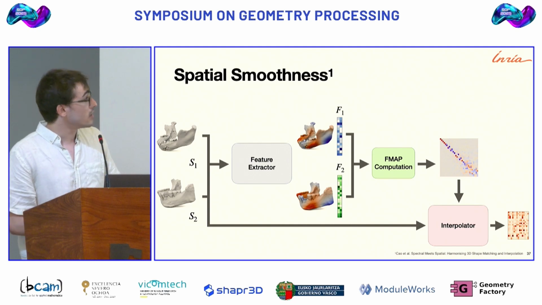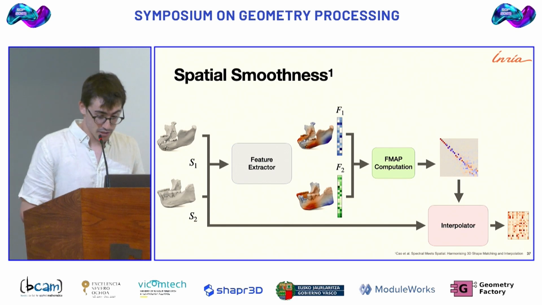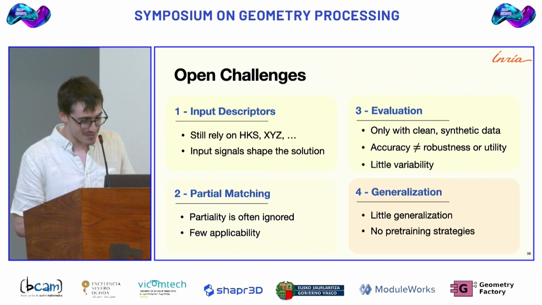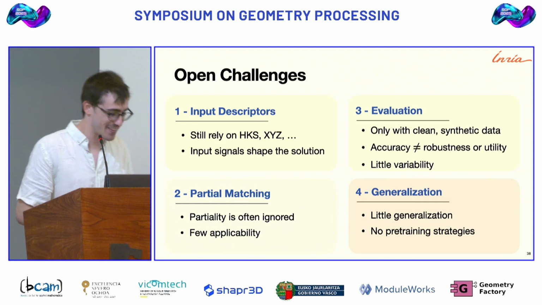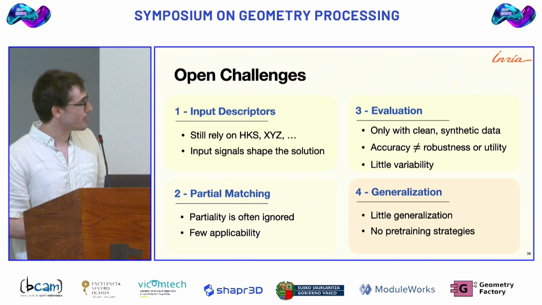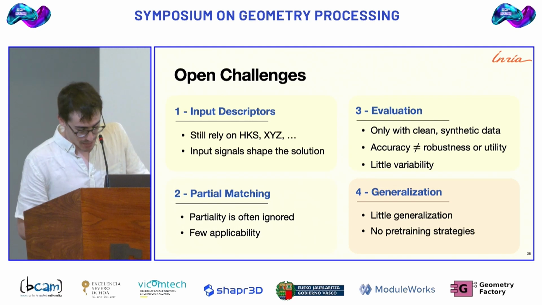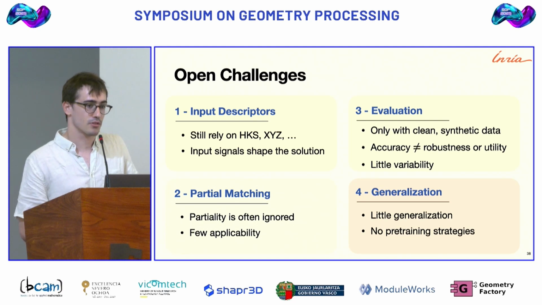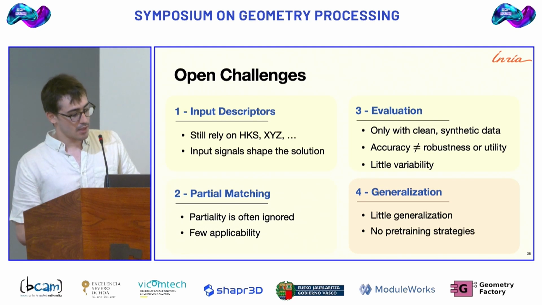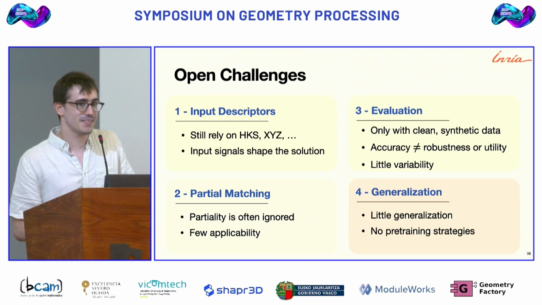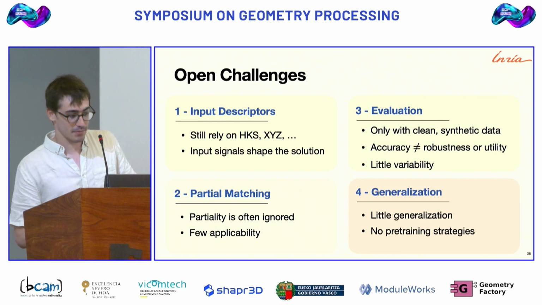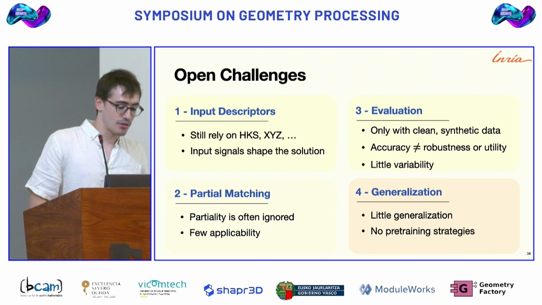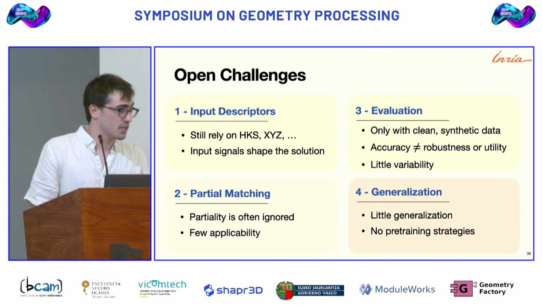So this is the end of the learning-based approaches. And I'm going to spend quite a lot of time on only one slide, because these are the open challenges and limitations, and there's quite a lot of things to say about this. First, the learning-based pipelines, or even the non-learning-based pipelines, all rely on descriptors. Networks take shapes as input, but they actually take signals on the shape as input. Maybe they take XYZ, which is a signal on one shape. So there's a heavy reliance on this, which shapes the whole solution.